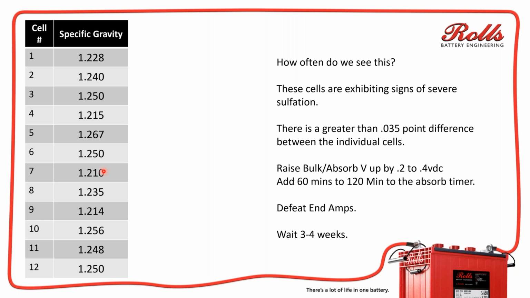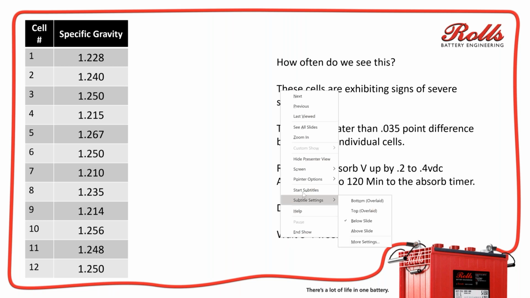Okay, so what you want to do is go into your settings and verify your settings. Raise your bulk and absorption voltages by 2/10 or 4/10 of a volt. Add 60 to 120 minutes to your absorption time. Defend your end amps or return amps or tail current settings. And this is the most important thing right here: wait 3 to 4 weeks, okay? Let it charge, let it run, and wait 3 to 4 weeks.